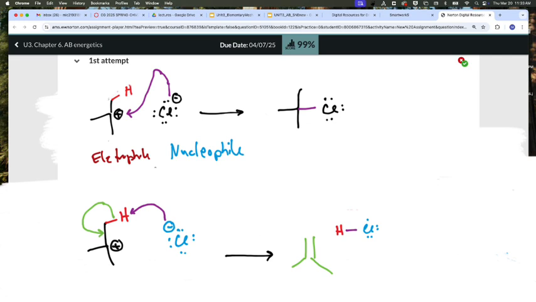When we talk about eliminations, we're talking about them as reactions. This is not technically a reaction. Then what the hell is it if it's not a reaction? It's a mechanistic step.